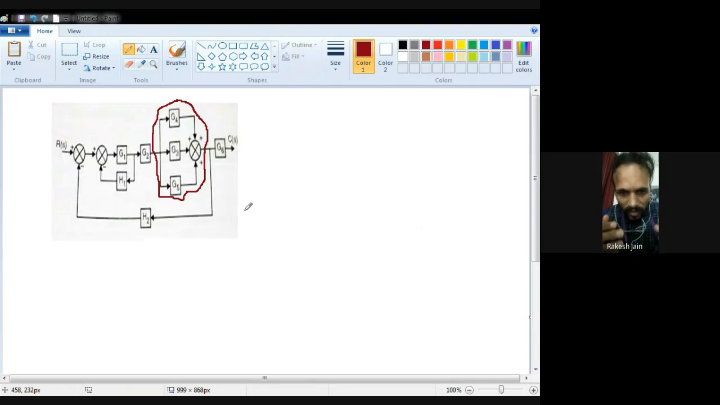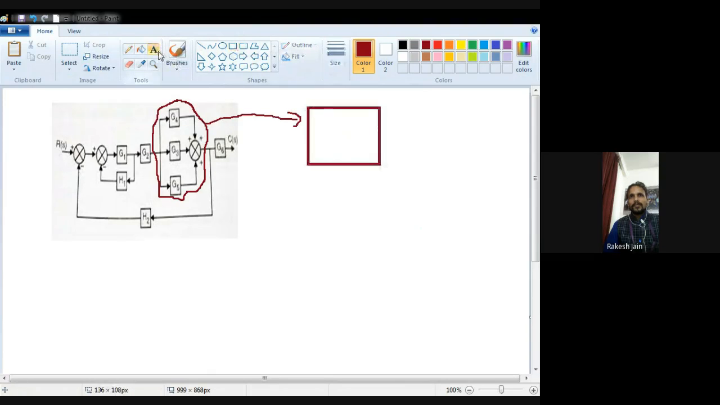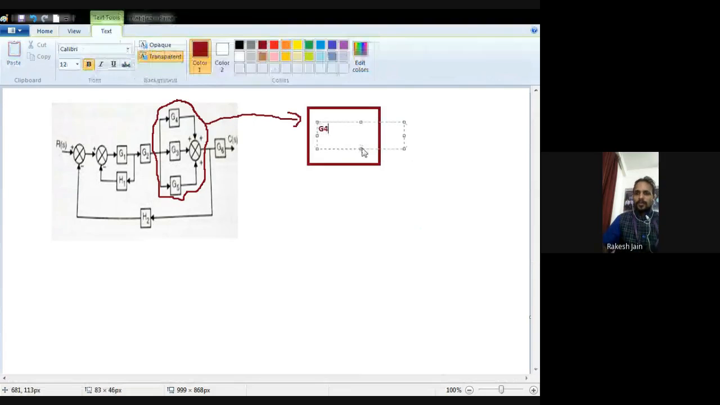So whenever blocks are parallel, what the block diagram reduction rules tell us is just add up to each other. So G4, G3 and G5, all these three will be added to each other. So this will be completely converted into G4 plus G3 plus G5.